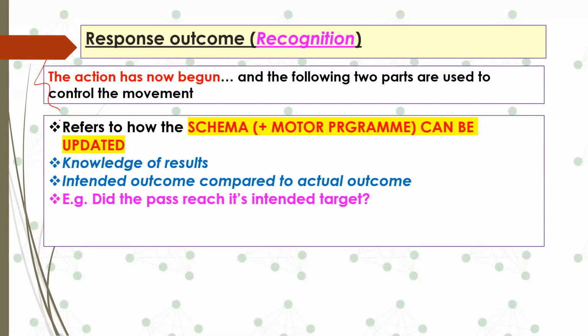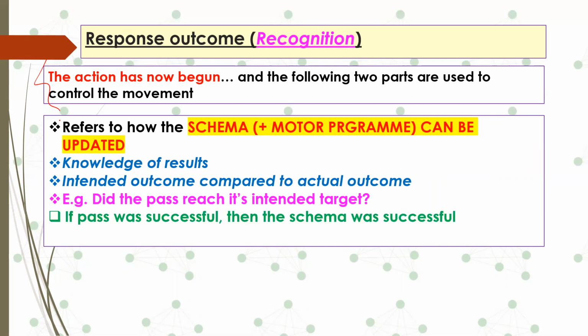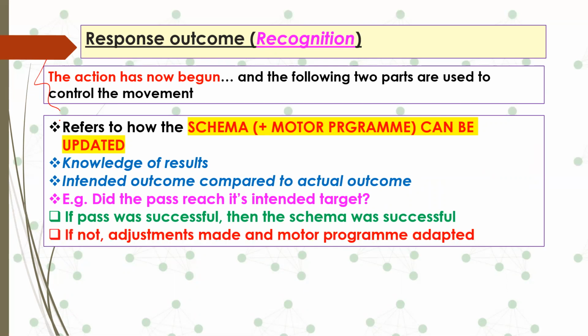For example, did the pass reach its intended target? Did it get to the person that you wanted to pass it to? If it did, then your schema was successful. You've made a successful adjustment to the motor program. That's what schema is all about. If it wasn't, further adjustments might need to be made and potentially changes to the motor program.